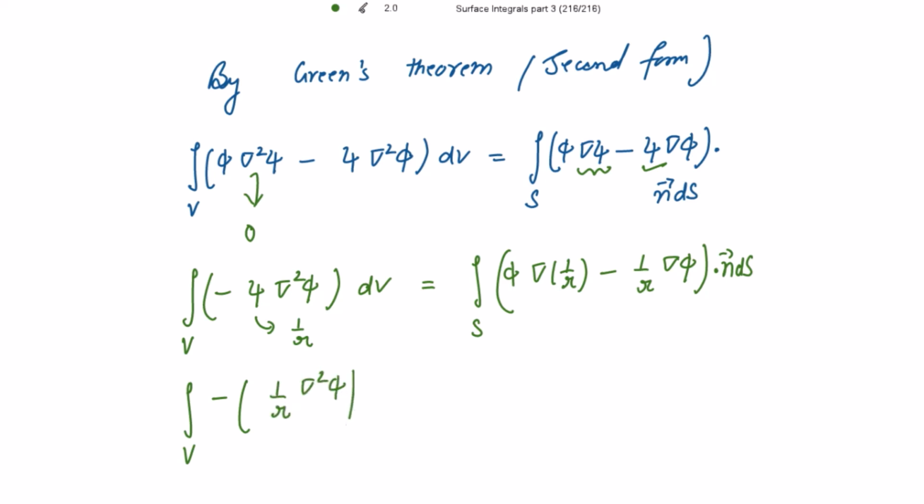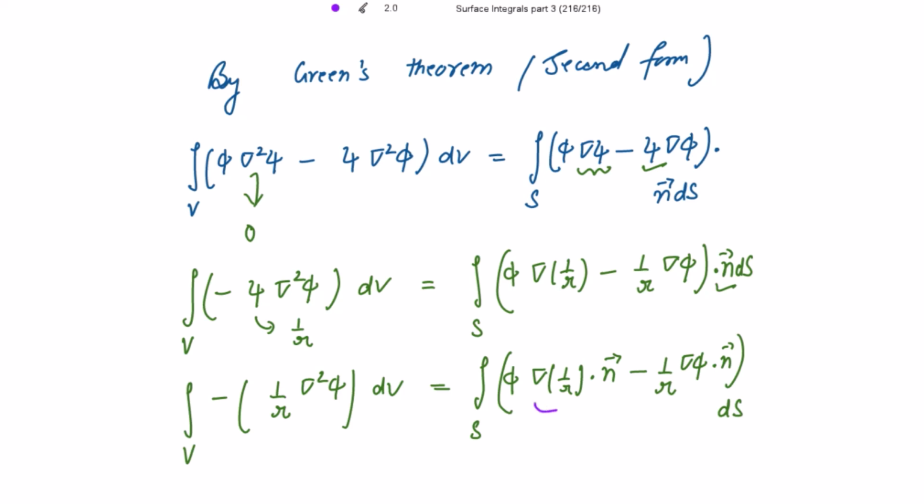del square phi dv to be equal to the surface integral of phi del 1 by r, its dot product with n vector, minus 1 by r del phi, its dot product with n vector ds. Yes? Alright. And we can write this further as partial derivative of 1 by r with respect to n. Yes? Can I write like this? And also this can be written as partial derivative of phi with respect to n. So replacing this in the next step.